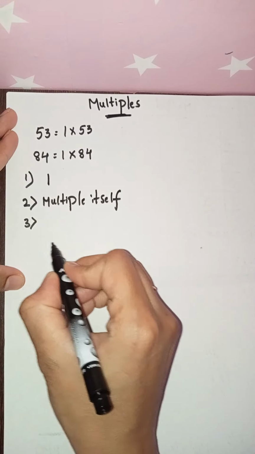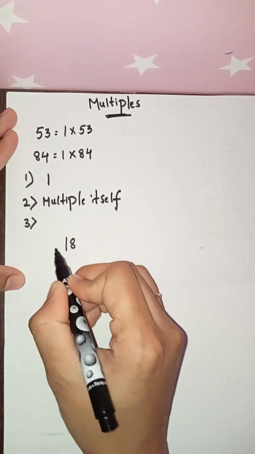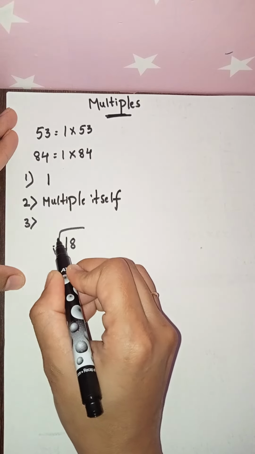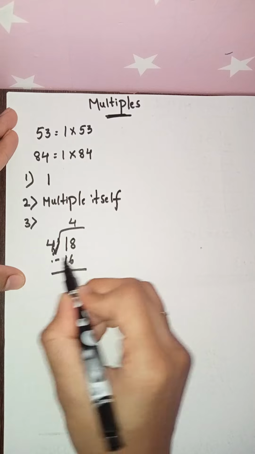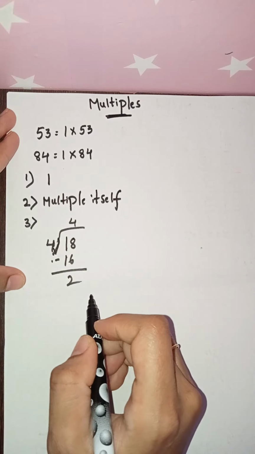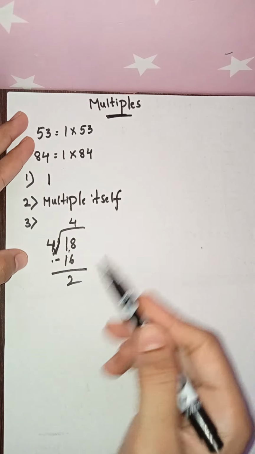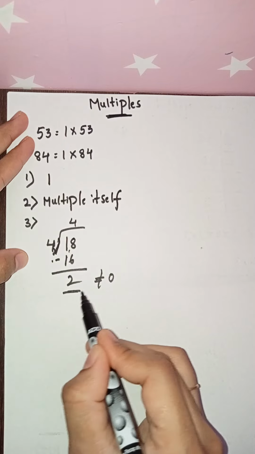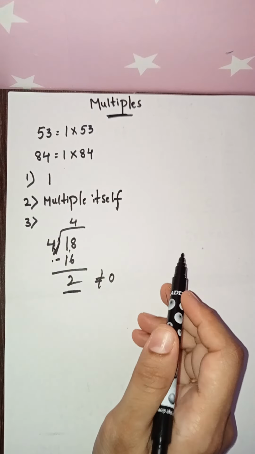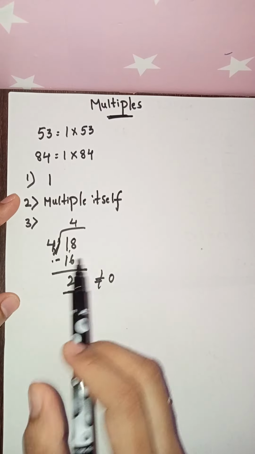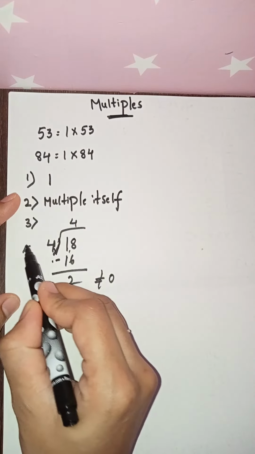We'll see an example. Is 18 a multiple of 4 or not? We'll check here. 4 times 4 is 16, and doing the subtraction, you'll get 2. So we check this by dividing 18 by 4. Since 4 does not divide 18 exactly, the remainder is not equal to 0. You have got the remainder 2, so 18 is not a multiple of 4. So the third property is every multiple of a counting number is either greater than or equal to the number. So this is the example.